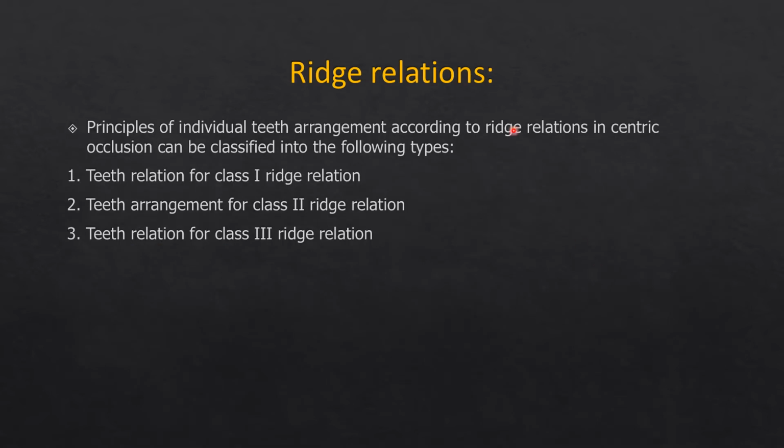So next, coming to the ridge relationship. Depending on ridge relationship, the teeth arrangement is primarily done. That is, this is the main factor depending on which the teeth arrangement is carried out. All the other factors such as arch forms and the anatomical landmarks, all these things are secondary to the ridge relationship. So teeth arrangement differs based upon the class 1 ridge relationship, class 2 and class 3 ridge relationship.